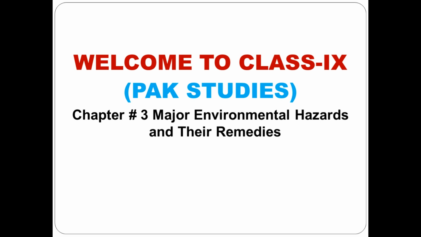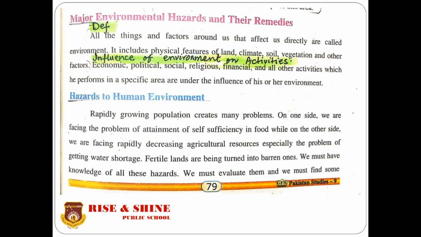Today our topic is major environmental hazards and their remedies. What is the meaning of hazard? Hazard means risk and dangers. So the topic is what are the major environmental problems, risks or hazards, and what are their suggested remedies.